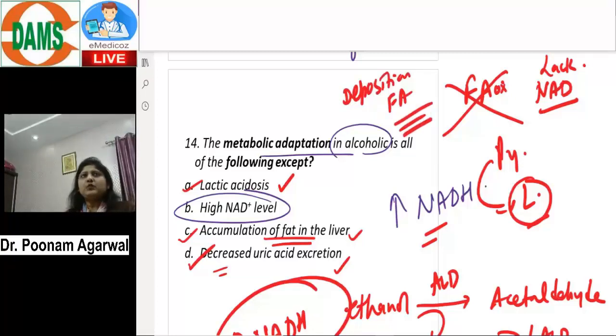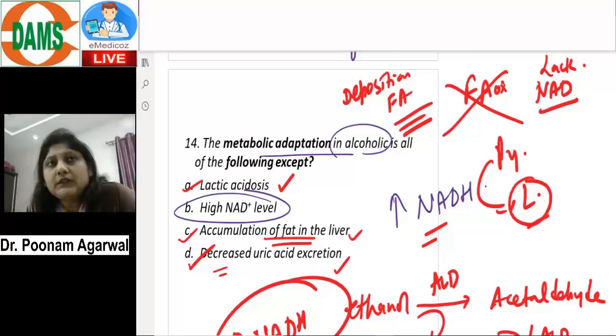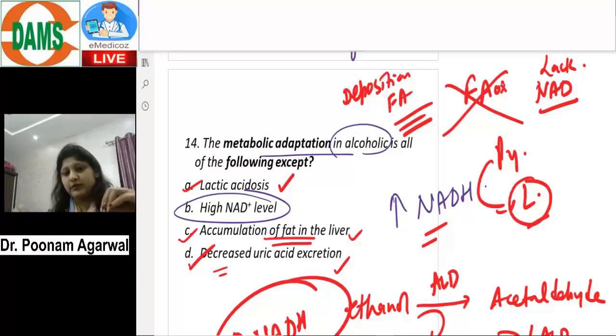So don't simply loosely say that it's increased synthesis of fatty acid in the liver in alcoholic patients. That doesn't happen. It is not increased synthesis. It is rather decreased fatty acid turnover, decreased fatty acid oxidation, which is responsible for fatty streaks, which over a long duration will turn into cirrhosis, and which becomes irreversible.